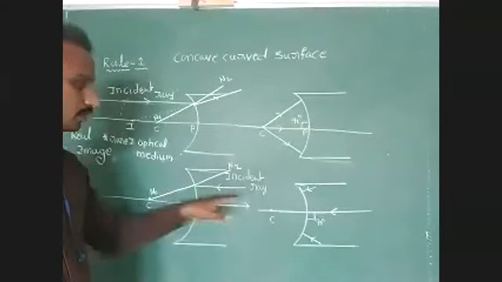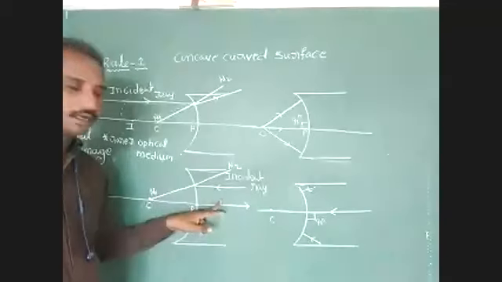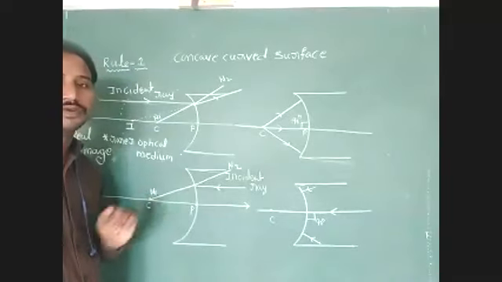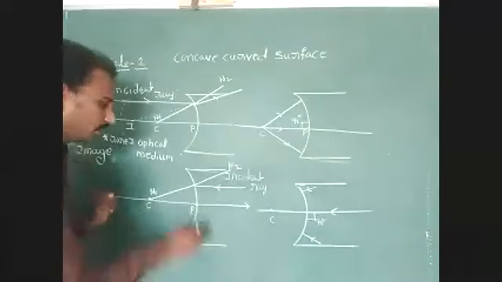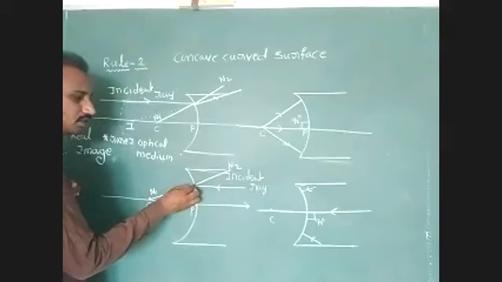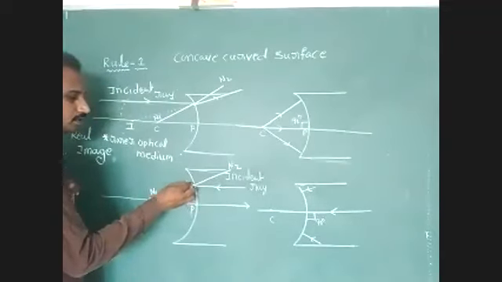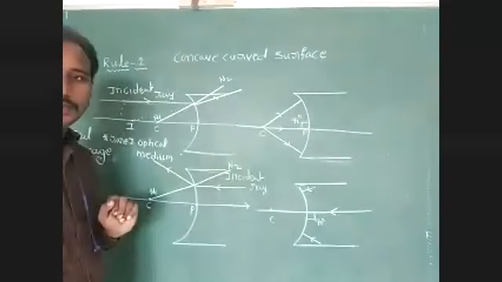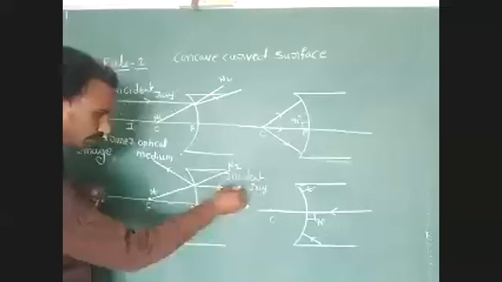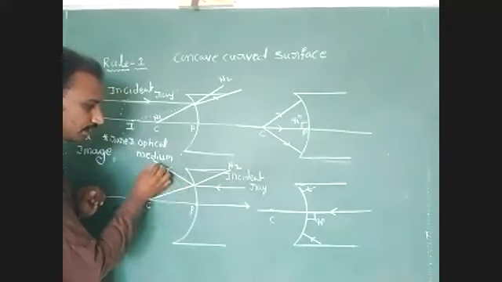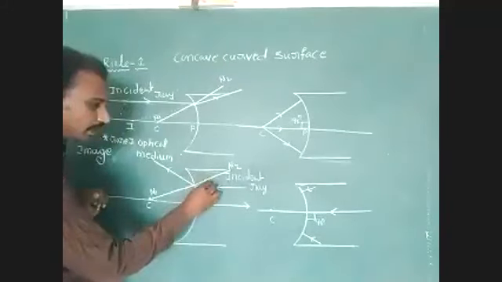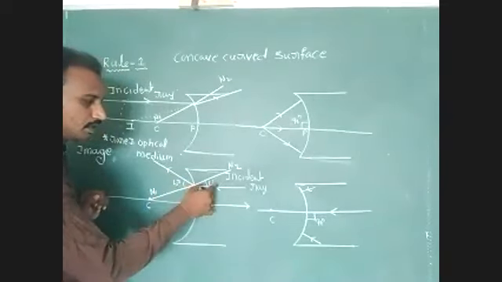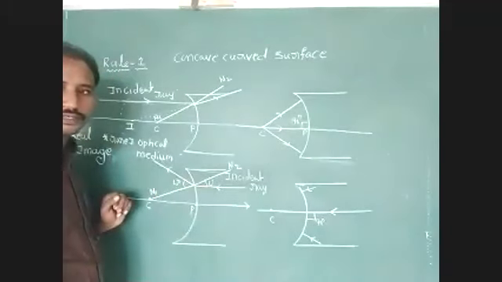What is the direction of the incident ray? The direction of the incident ray is from denser to rarer. Then the refracted ray bends away from the normal. Do you identify this point? This represents the incident ray. The refracted ray bends away from the normal. Here we have to identify the angle of incidence and the angle of refraction. The angle of refraction is more than the angle of incidence.